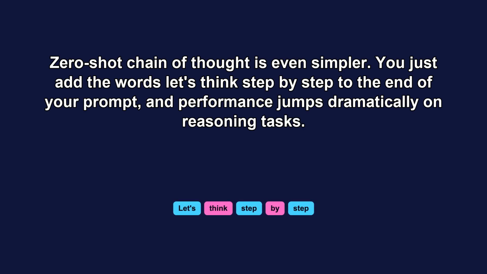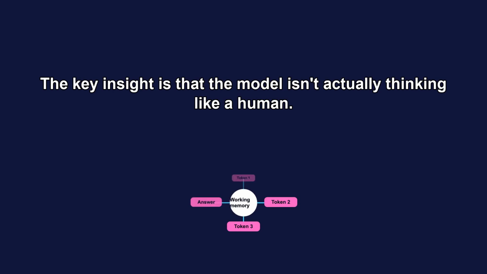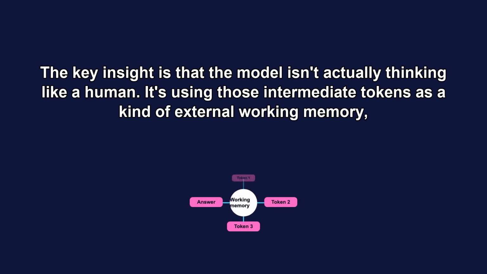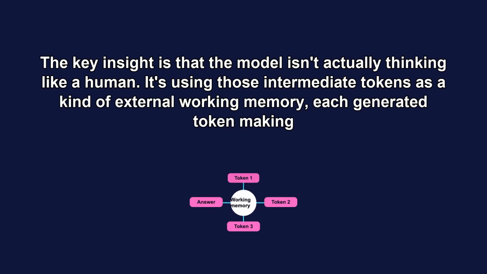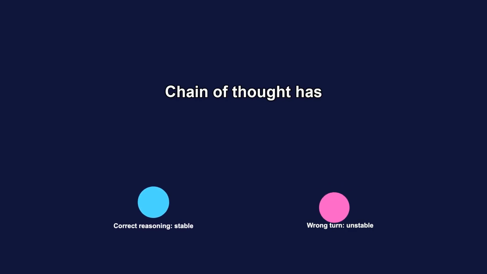on reasoning tasks. The key insight is that the model isn't actually thinking like a human. It's using those intermediate tokens as a kind of external working memory, each generated token making the next correct token more probable. Chain of thought has limits, though.